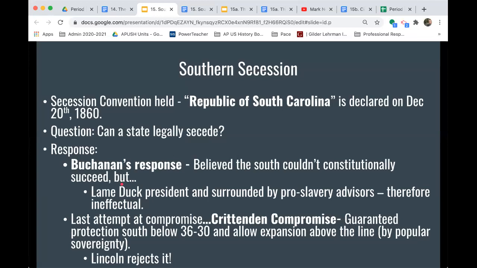South Carolina says, well, we're leaving anyway. And Buchanan basically says with his actions, I'm not going to stop you. I'm not going to do anything about it, but you can't leave. You can't do that.